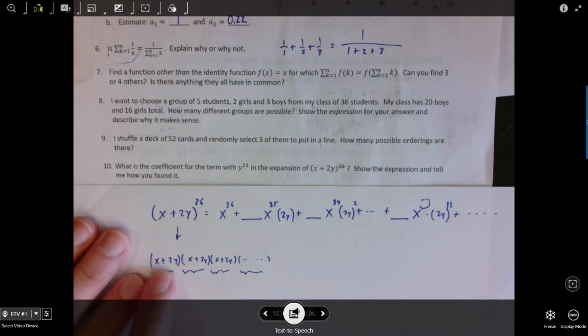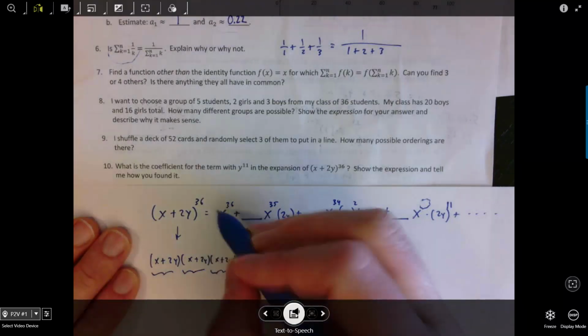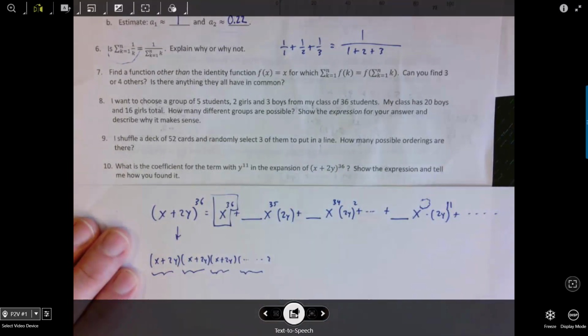when I'm multiplying this out, I'm making 36 choices. I'm saying, for this particular multiplication, am I going to choose x or 2y? And for this one, am I going to choose x or 2y? And depending on how I make my choices, I get a unique term at the end. So, for example, if I'd chosen x as the thing to multiply for all 36, that's what produces this x to the 36th.